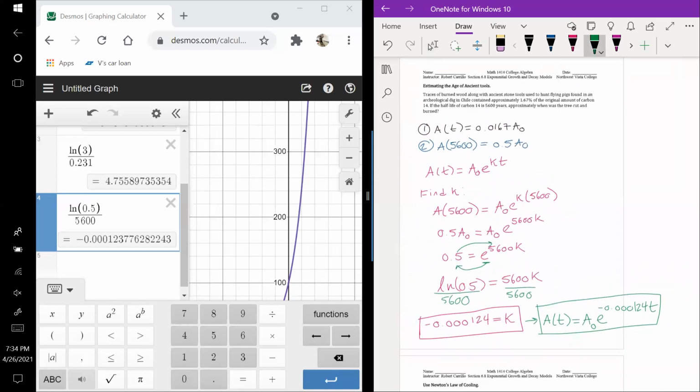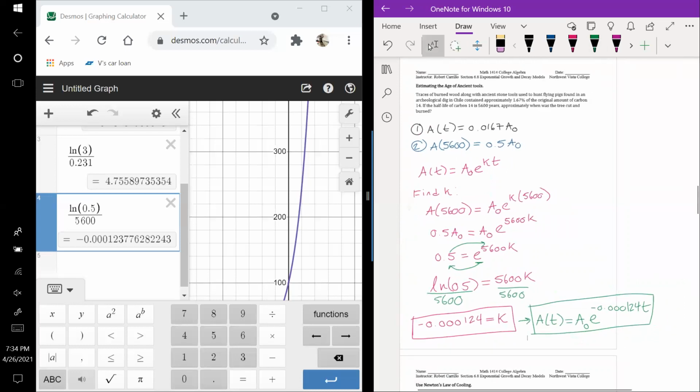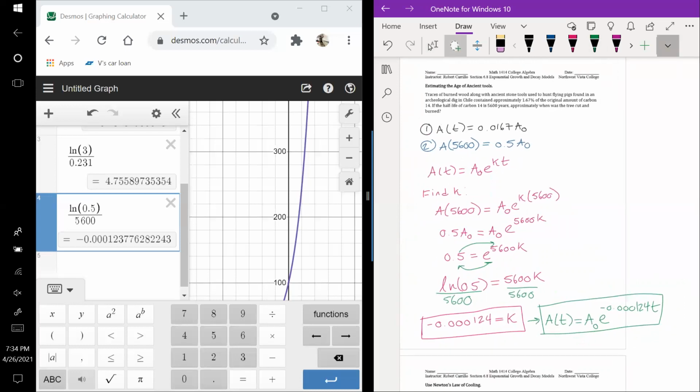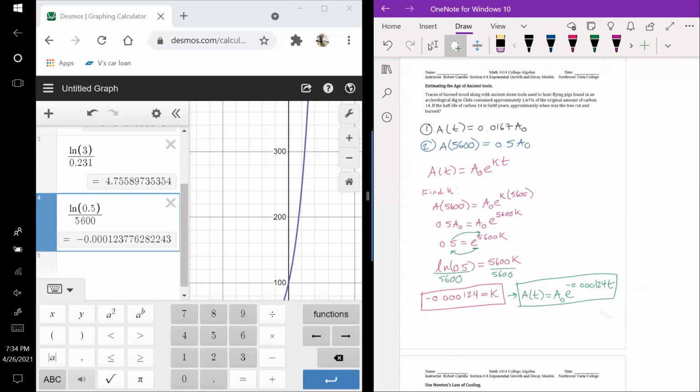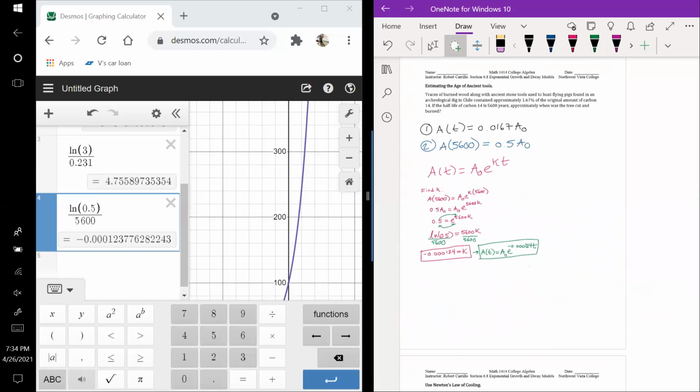Again, let me make some room. There we go. Okay.